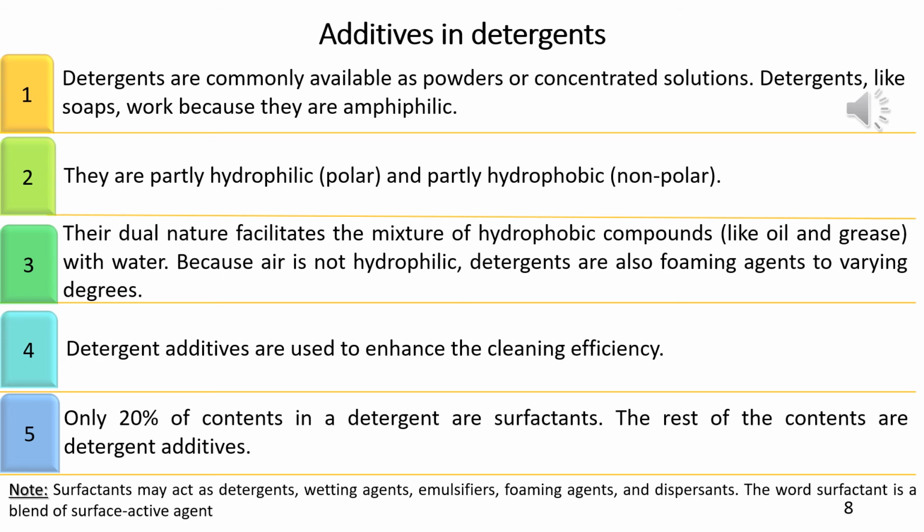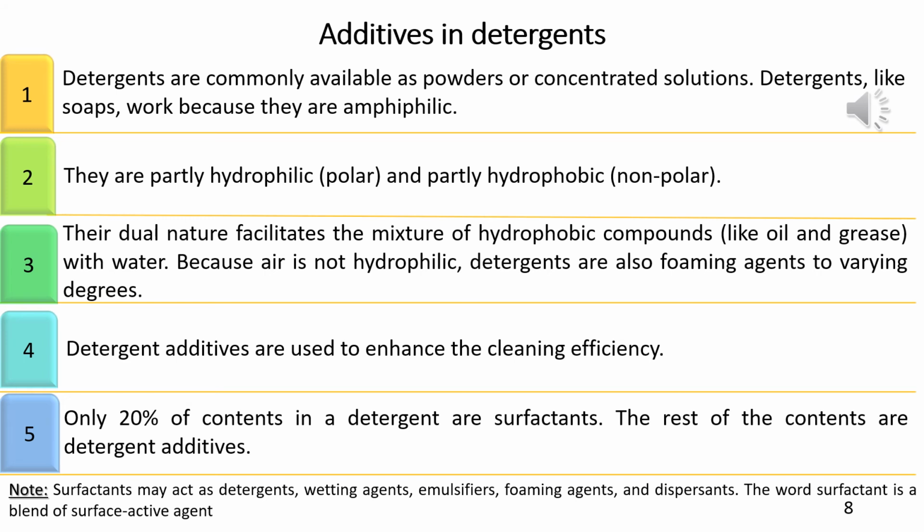Number 5, only 20% of the contents in detergents are surfactants. The rest of the contents are detergent additives. So, in detergents, about 20% of the content is added as surfactants. The rest of the content is added in detergents as additives. So, the 20% content of surfactant is added.